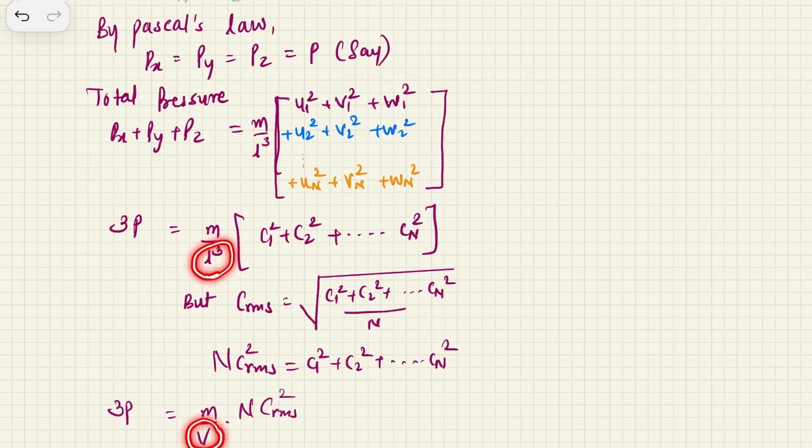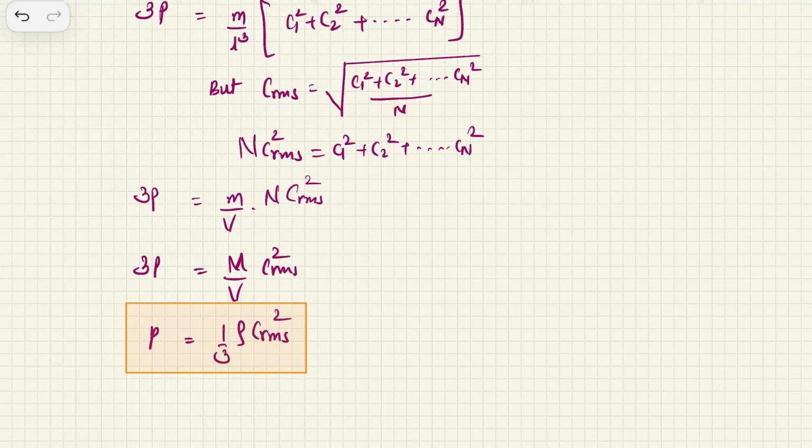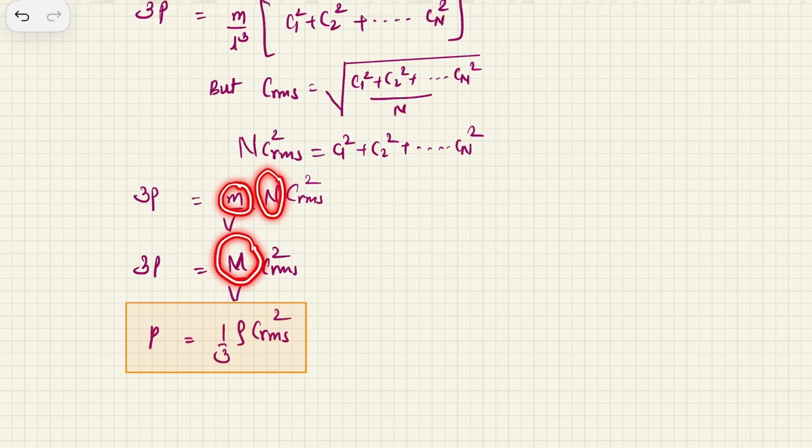L cube is nothing but volume. Now we are coming to the final step. N, that is the number of molecules, into the mass of a single molecule, gives me the mass of gas. So this is the mass of gas, that is capital M, CRMS square as it is, V as it is. This 3 in the next step I am going to bring it over here. So 3 goes in the denominator, mass upon volume becomes the density, and this is the final formula for pressure of an ideal gas.